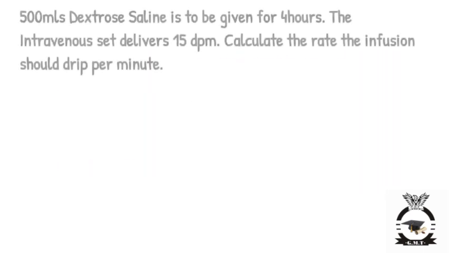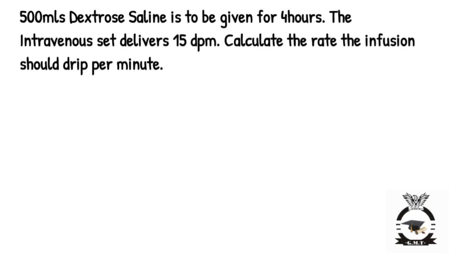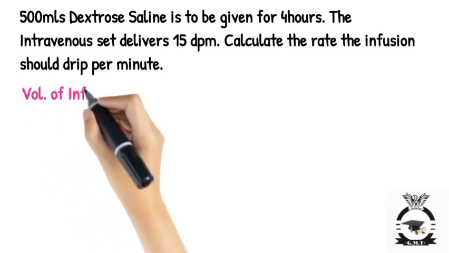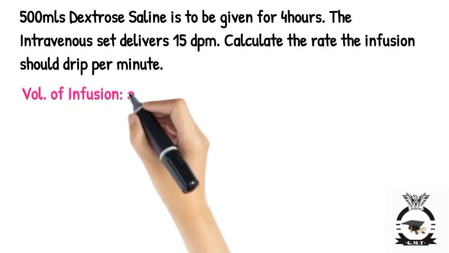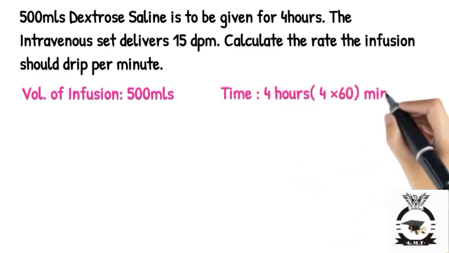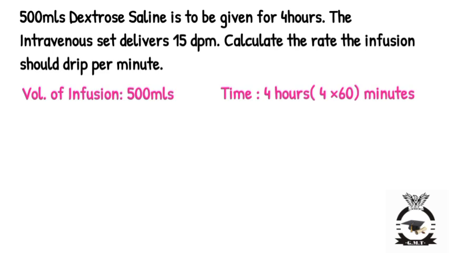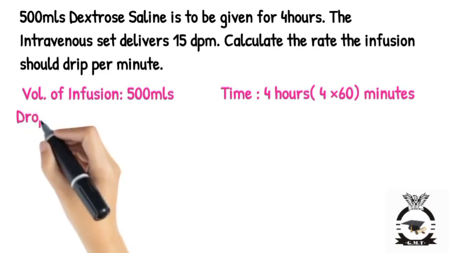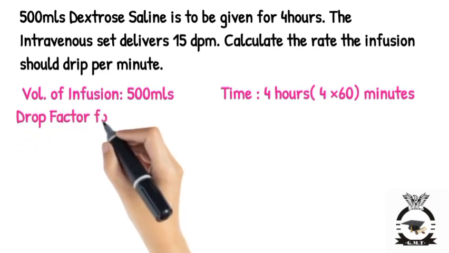So the first question is: 500 ml dextrose saline is to be given for 4 hours. The intravenous set delivers 15 drops per ml. Calculate the rate the infusion should drop per minute. So the first thing we've got to do is to bring out our parameters. Now the parameters are the volume of the infusion, which is 500 ml, the time, which is 4 hours, and we'll convert it to minutes, which is 4 times 60. Then the drop factor for the infusion is 15 drops per ml.